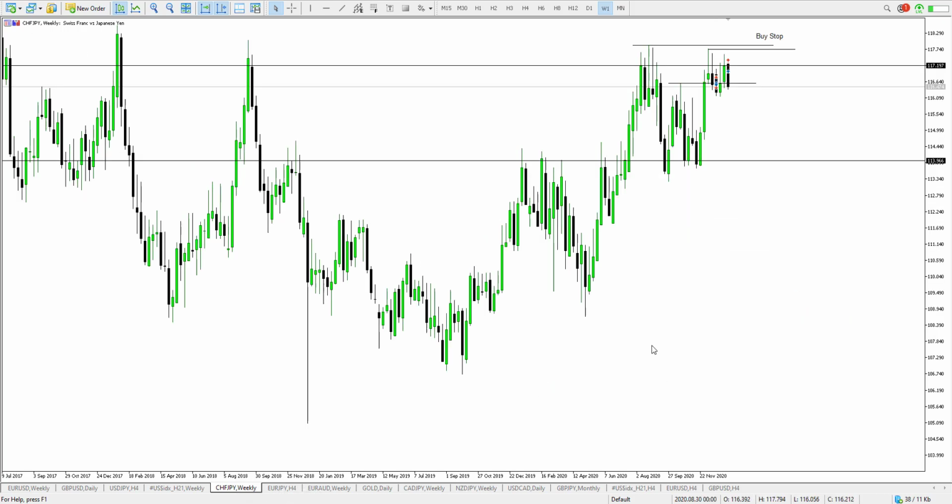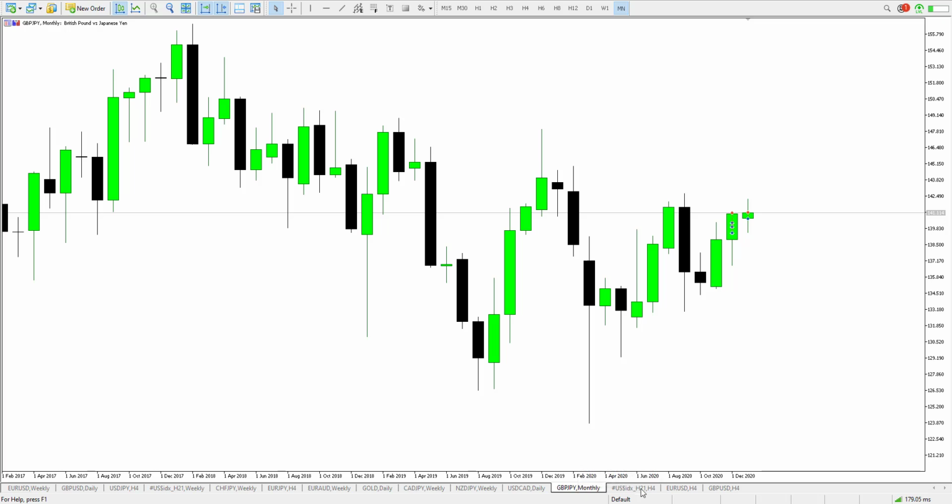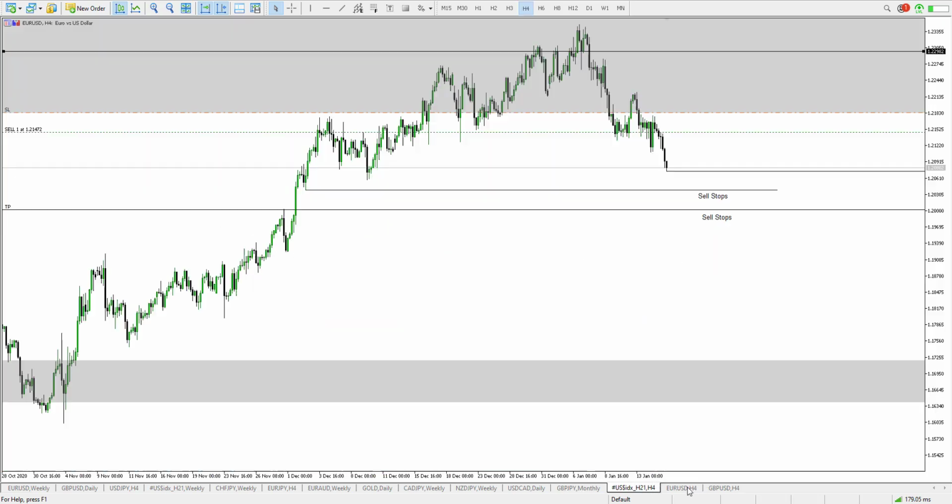CHFJPY. Dollar gaining momentum, Swiss franc is going to lose a bit of ground, thereby supporting more emphasis to be a short seller on CHFJPY. So yeah, I think that's pretty much about it.